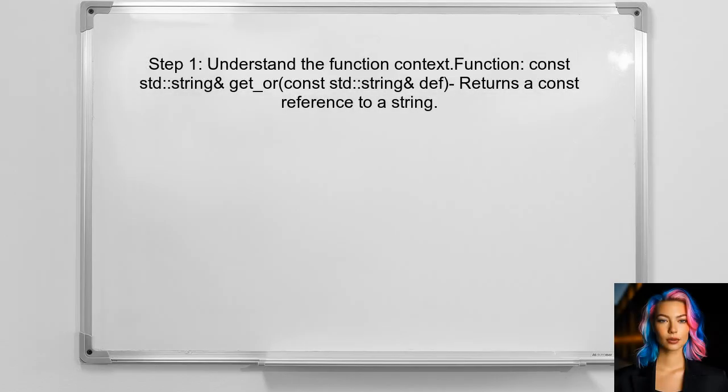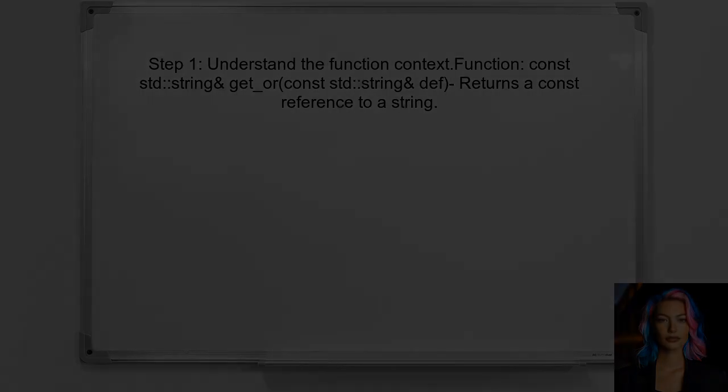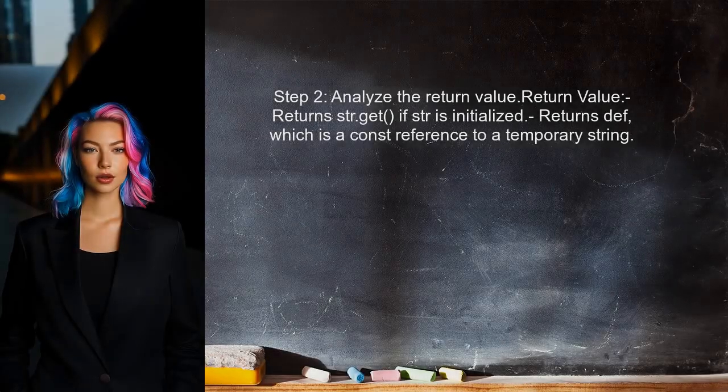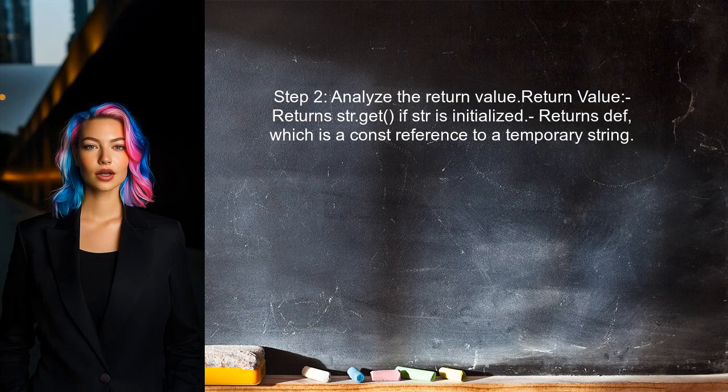To determine if the user has a dangling reference, we first need to understand the context of the function. The user has a function called getOr that returns a const reference to a string. Next, we need to analyze the return value of the getOr function. It returns either a reference to the optional string or the provided default string.